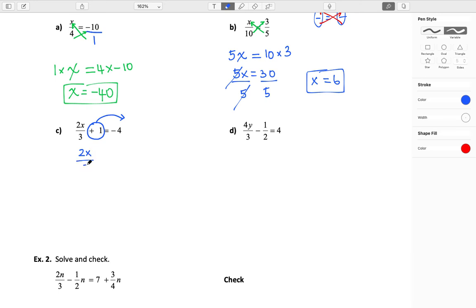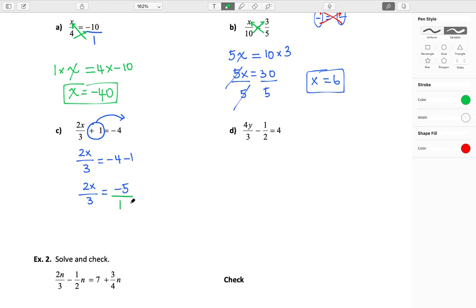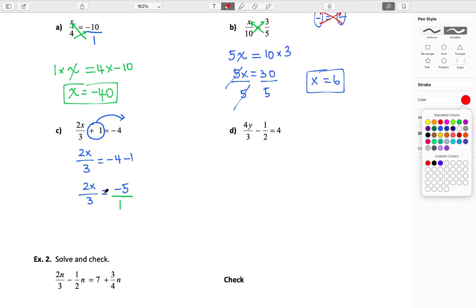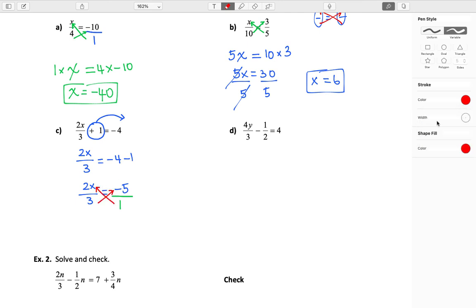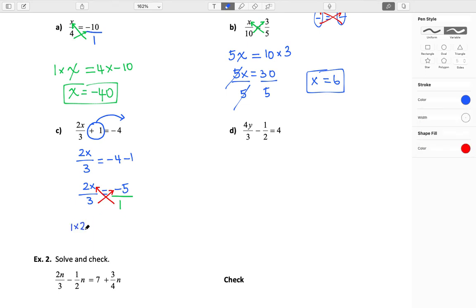So we have 2x over 3 equals negative 4 minus 1, which is negative 5. And when you just have a number, always just make it over 1 because there's an invisible 1. And after that, you cross multiply. So on the left side, I have 1 times 2x equals 3 times negative 5. So 2x is equal to negative 15. And therefore, x is equal to negative 15 over 2. And that is your final answer.